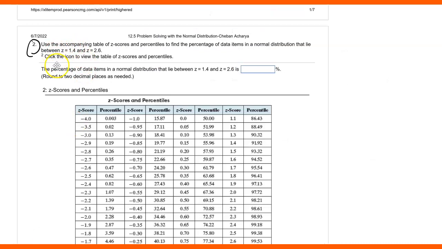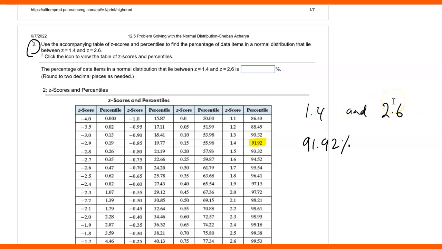Question number 2. Use the table here to find the percentage of the data items in the normal distribution that lie between 1.4 and 2.6. You have to look for z-score 1.4 and its percentile, which is going to be 91.92. Okay, it's 91.92%.